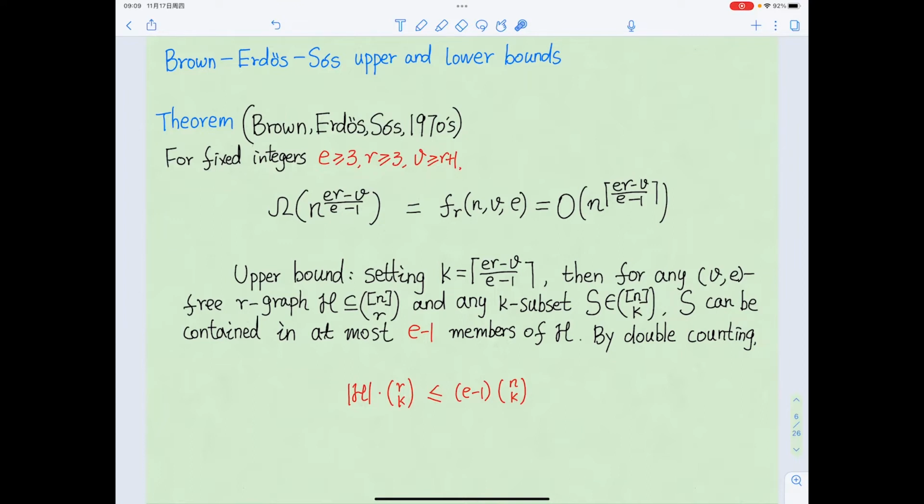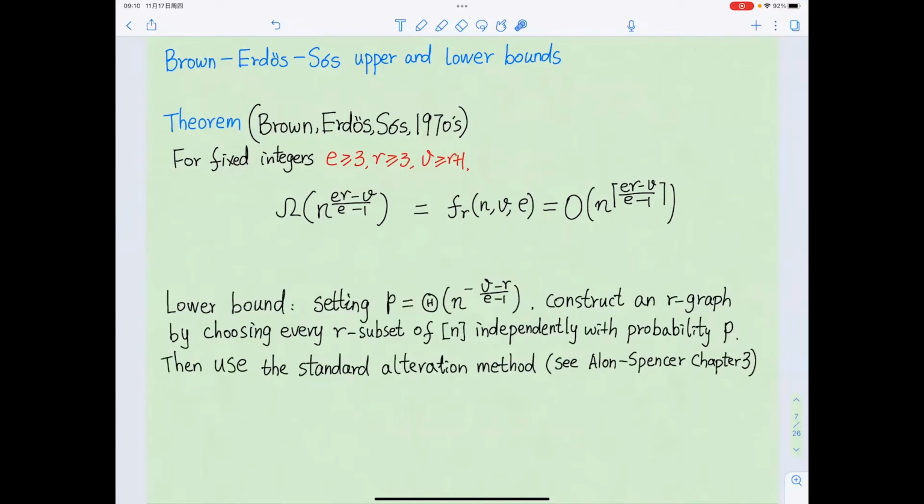So you can use double counting: the number of edges in H times the number of k-subsets contained in every edge is at most e − 1 times the number of all k-subsets. Solving this inequality, you can show that this function is of the order n to the power of k. So the upper bound is not hard to prove, and the lower bound is also not hard to prove.